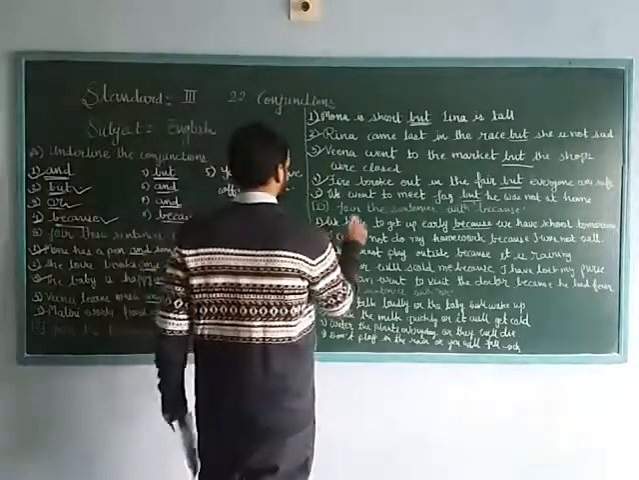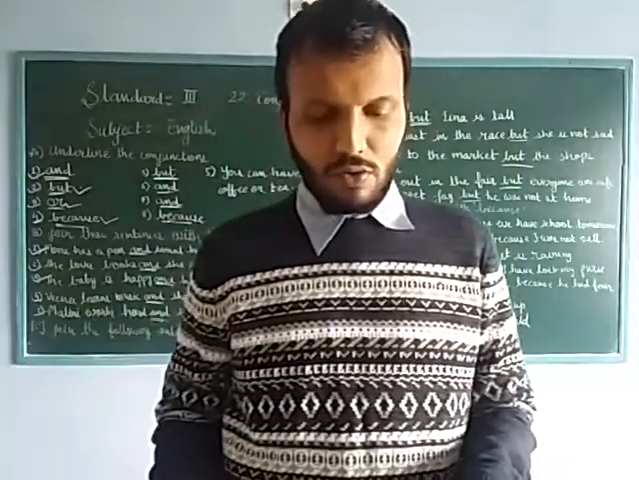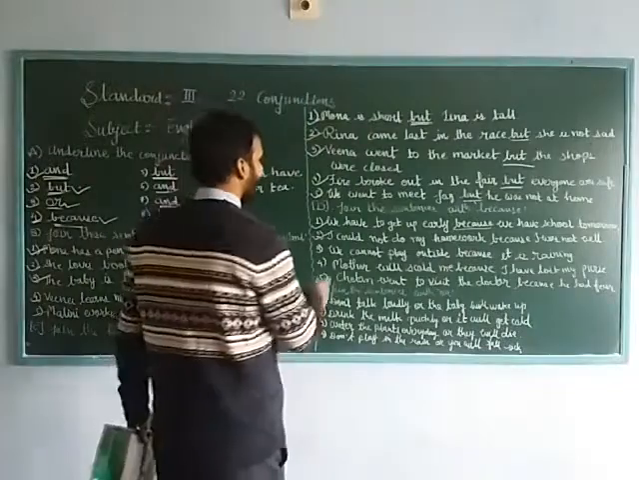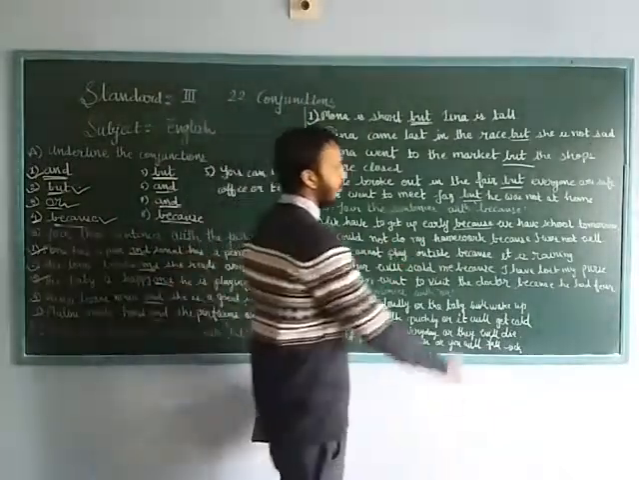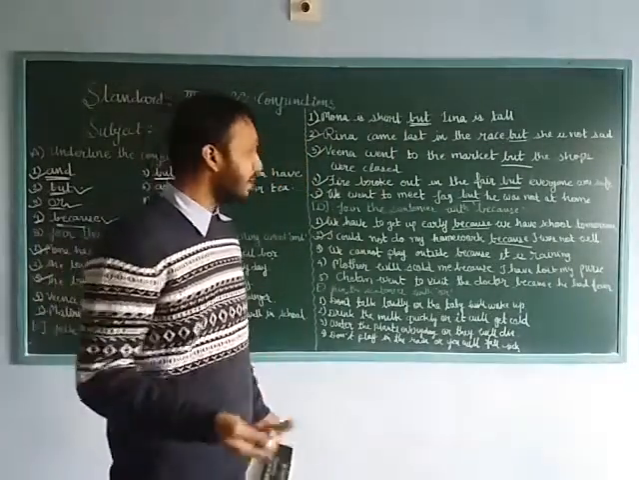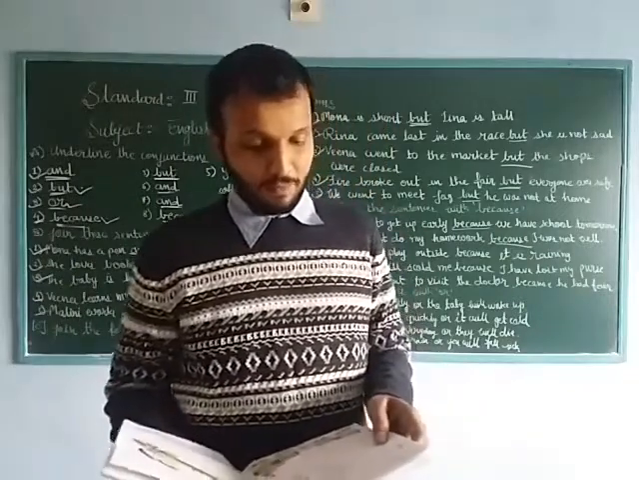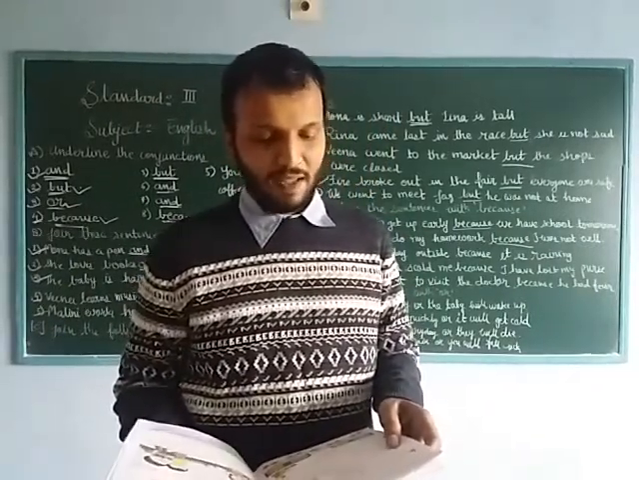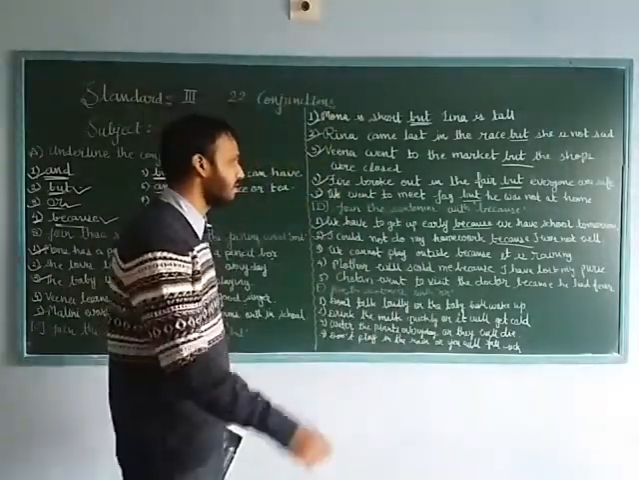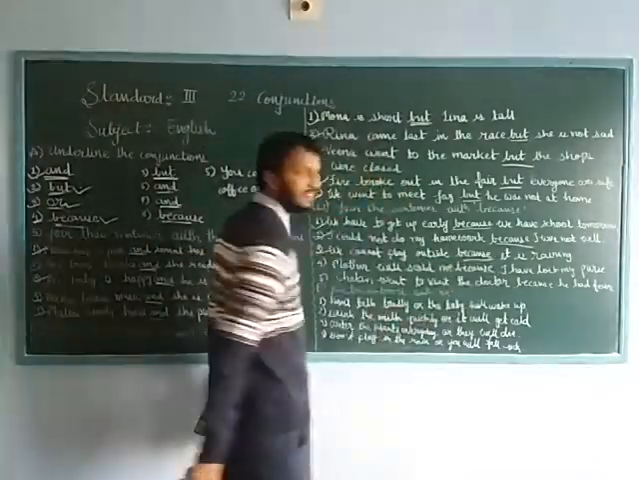Now second sentence. I could not do my homework. I was not well. So I could not do my homework because I was not well. Third number, we cannot play outside. It is raining. We cannot play outside because it is raining.